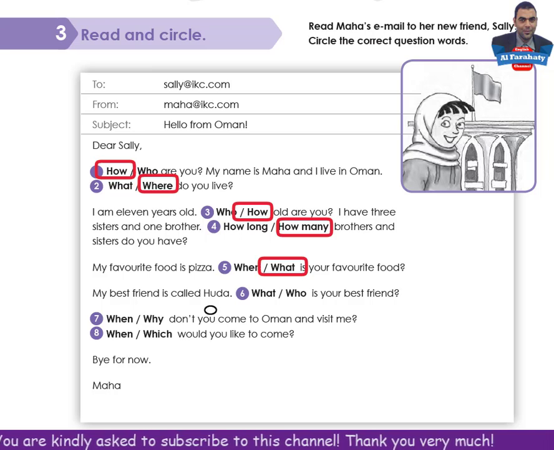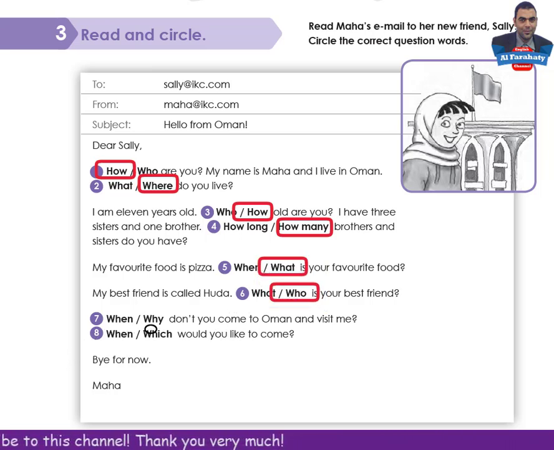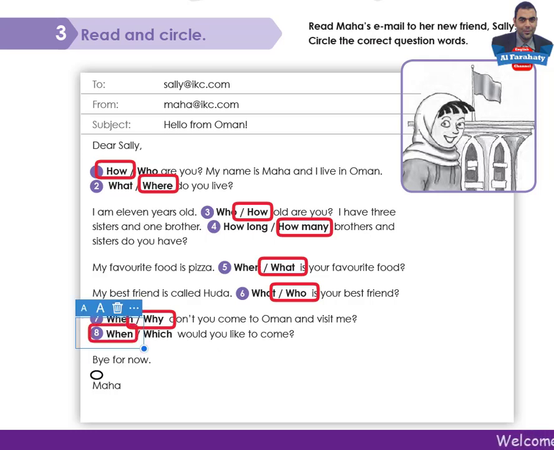My best friend is called Huda. Who is your best friend? When or why don't you come to Oman and visit me? Why don't you? This is an expression we use to make suggestions. When or which would you like to come? When. Yes. Bye for now, Maha.